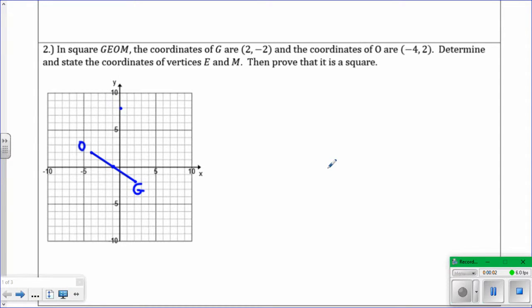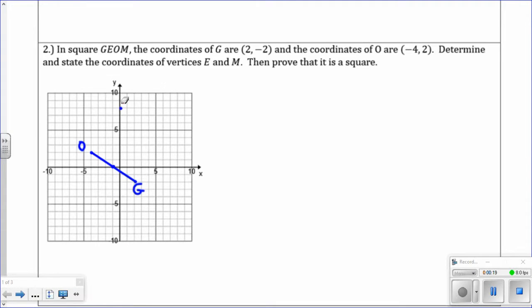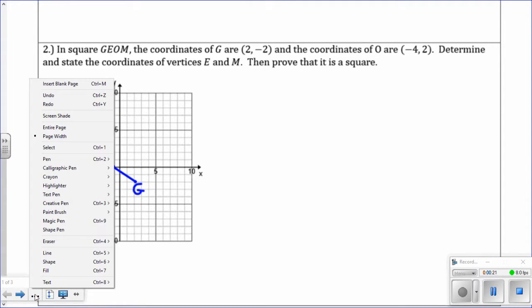So number 2 says that we have square GEOM, gives us 2 points, G and O, and it says to determine and state the coordinates of vertices E and M, then we have to prove it's a square. So first let's make that square. Oh, where'd that stray mark come from? Hold on, gotta erase.